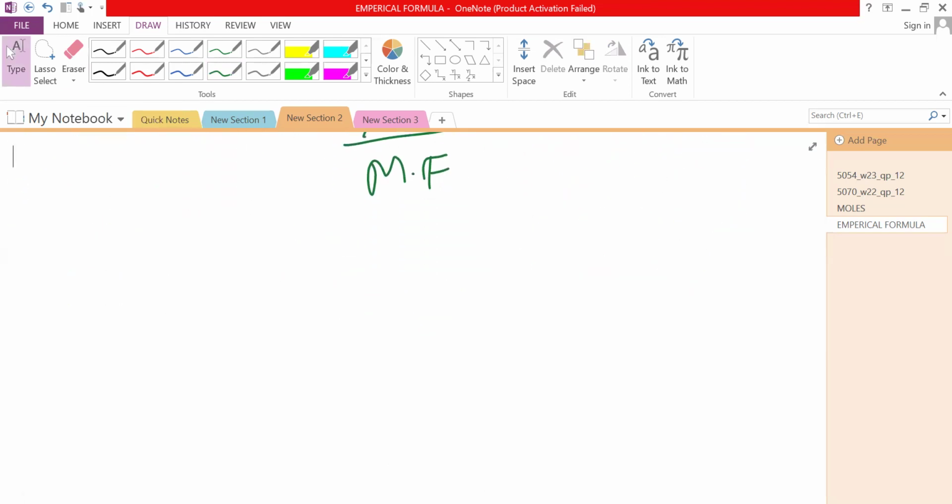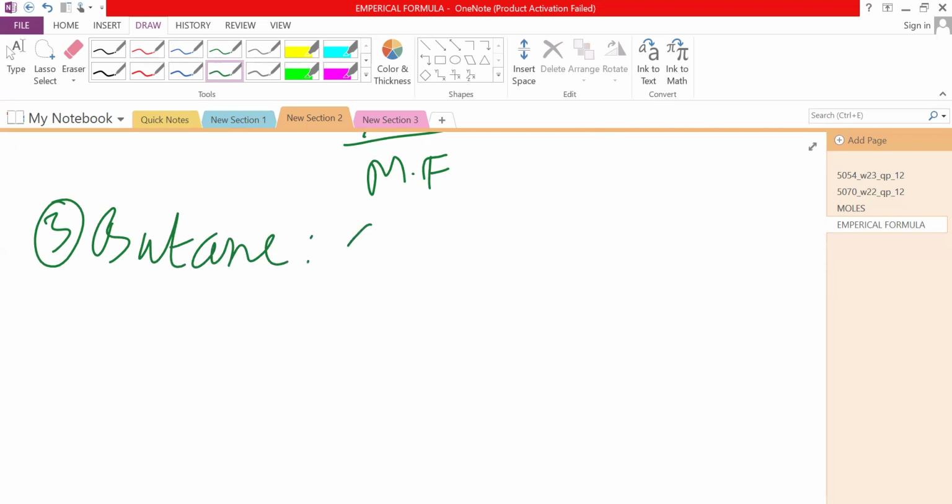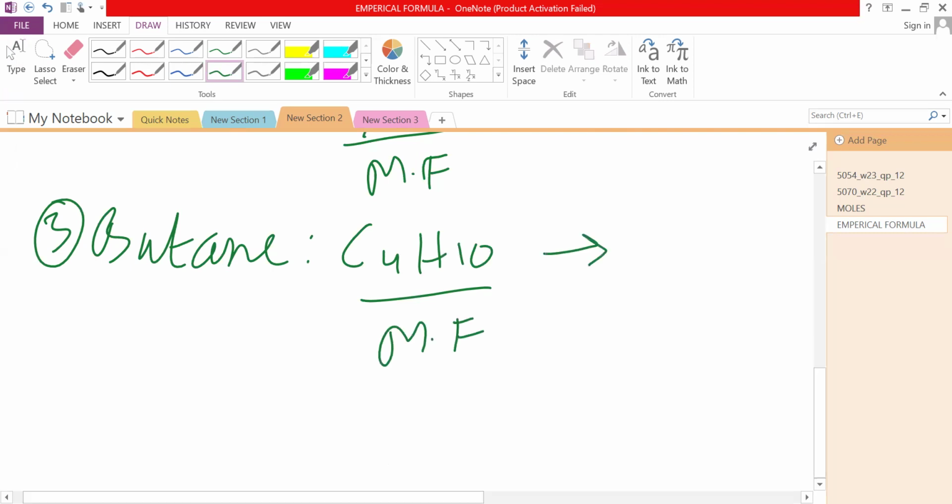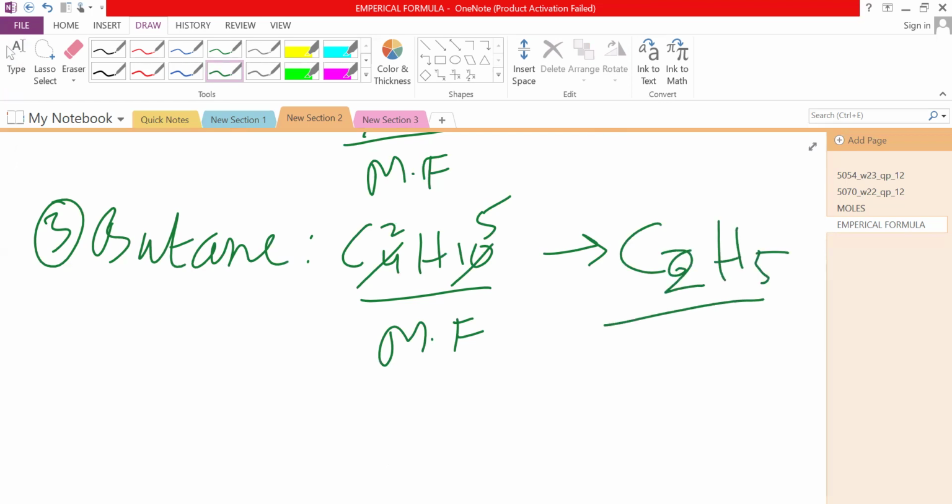The third example is of butane. The molecular formula for butane is C4H10, and this is the molecular formula for butane. And the empirical formula for butane, we have to just simplify it. It would be 2 and 5, C2H5. This is the empirical formula of butane.